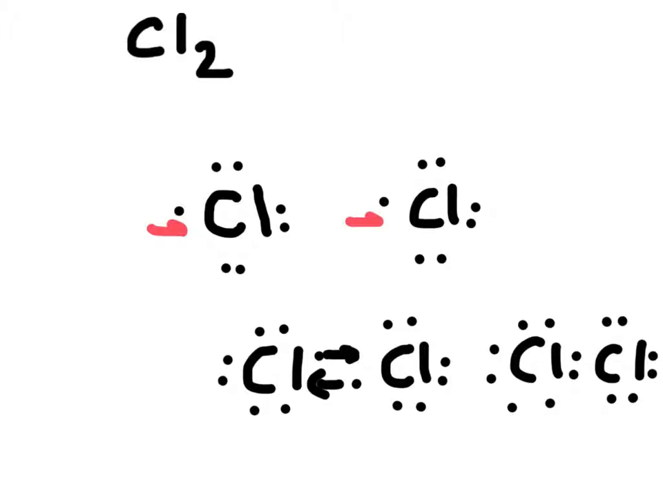That's how you draw a covalent bond. For water, which we did before, it would look like this. You have the oxygen, and you just pop in the hydrogens in those empty spots, like that. So this is how you draw covalent bonds.